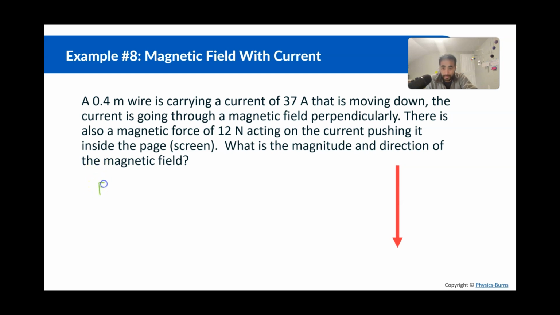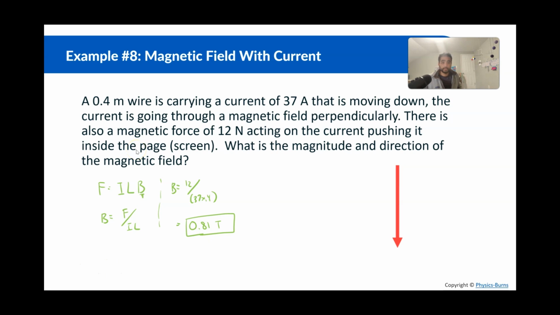Okay, so let's first find the magnitude. Force equals current times length times magnetic field. What are we looking for? The magnitude and direction of the magnetic field. Okay, so we're looking for B. So manipulate this a bit. B equals F divided by IL. Magnetic field is going to equal force, which is 12, divided by current, which is 37, times length, which is 0.4. Let's see. 12 divided by 37 times 0.4, 0.81 Tesla.